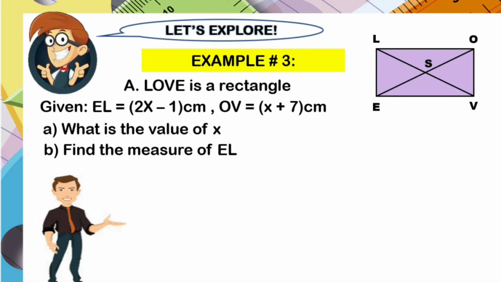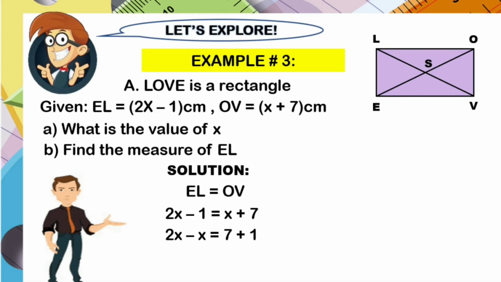To solve for the value of x, remember that opposite sides of a rectangle are congruent. Thus, EL is equals to OB. Substituting the value of side EL and the value of side OB, we have 2x minus 1 is equals to x plus 7. To simplify the equation, we use addition property of equality, adding negative x and 1 to both sides of the equation. Thus, we have x is equals to 8.